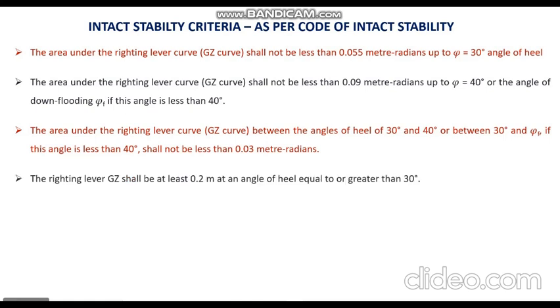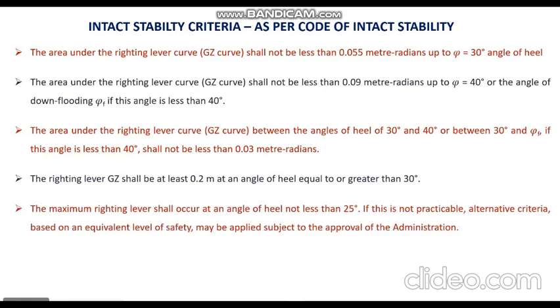The righting lever shall be not less than 0.2 meters at an angle of heel equal to or greater than 30 degrees. So they don't want it suddenly that up to 30 degrees it goes up and then suddenly dips down. So they want to make sure that at 30 degrees or a higher angle, the minimum GZ should be at least 0.2 meters. The maximum righting lever shall occur at an angle of heel of not less than 25 degrees. Then, of course, if it's not practicable, it is at the discretion of the administration. And then the initial metacentric height shall not be less than 0.15 meters.